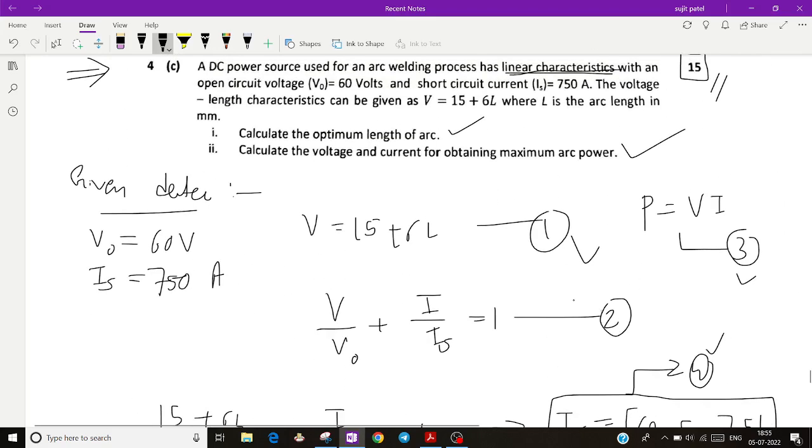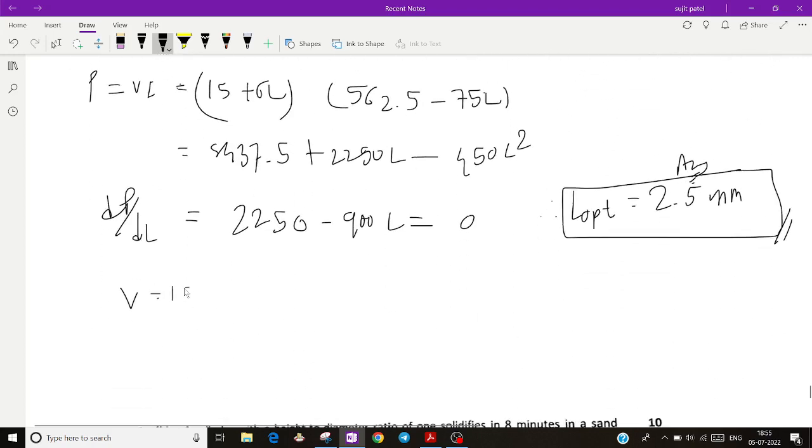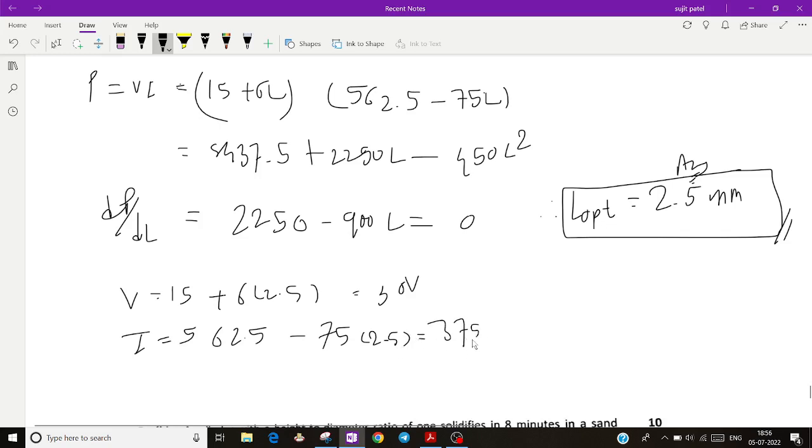Now put this value in equation 1 and equation 4. When you put this value in equation 1, V is equal to 15 plus 6 into 2.5, so you will get 30 volt, and the current is 562.5 minus 75 times 2.5, so you will get the current as 375 ampere, and that is the corresponding voltage and current for maximum power. And these are the answers of the second portion.